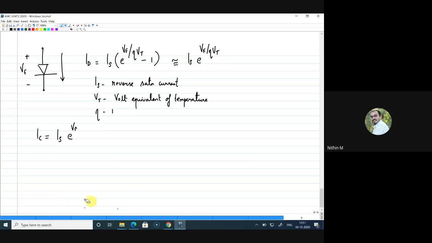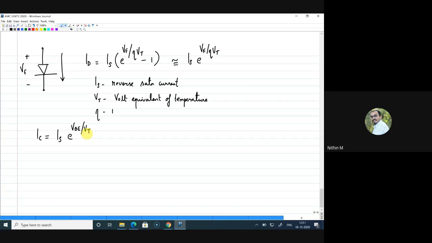Now with that, I can write the collector current as Is into e to the power of VBE divided by eta Vt, or simply Vt, because VBE is the forward voltage across the emitter base junction. Right, so this is the collector current.